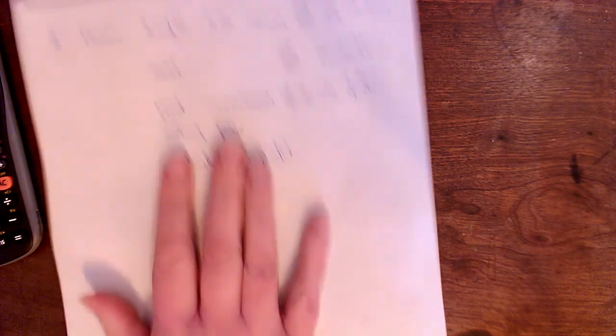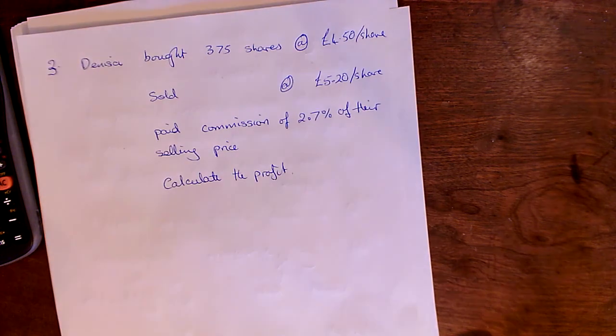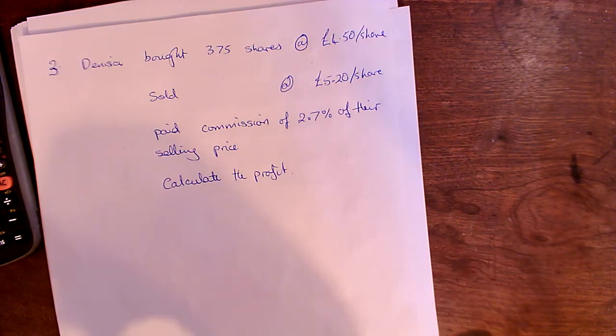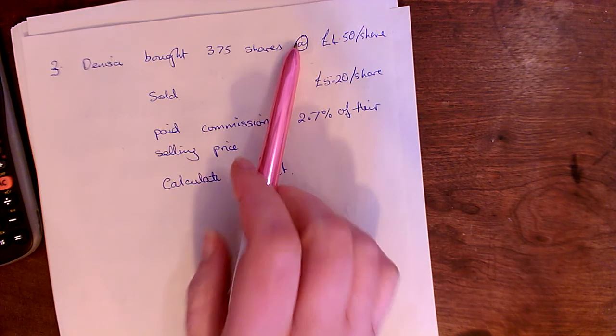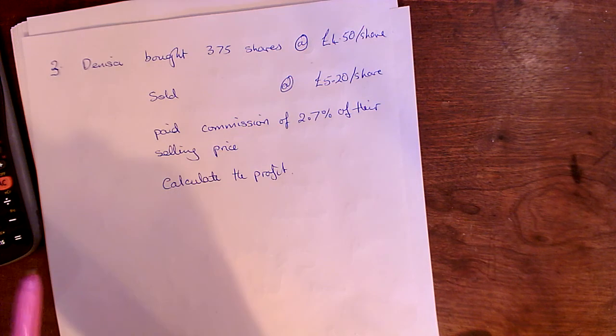Now, shares is a way that companies raise money. So you can buy shares in a company, and that means that they get money from you and you get some level of shares in the company profits each year. But you buy the shares in the company and you can sell the shares in the company. So they're another form of investment. They can go up in price, they can go down in price.